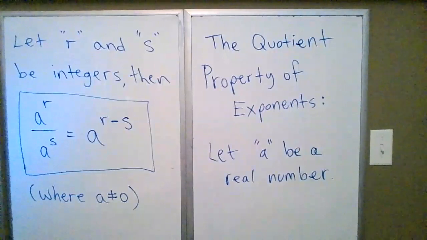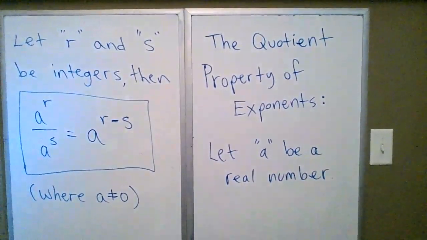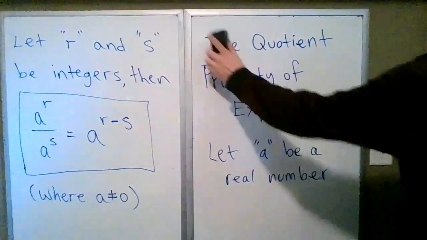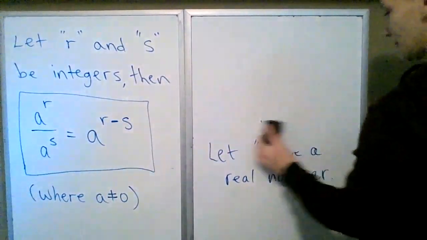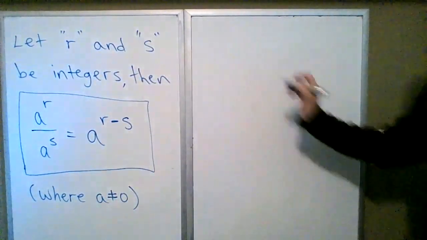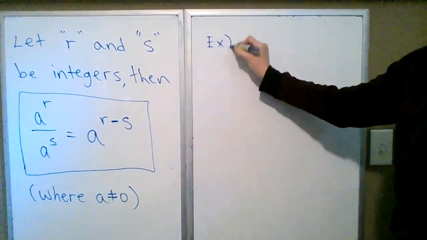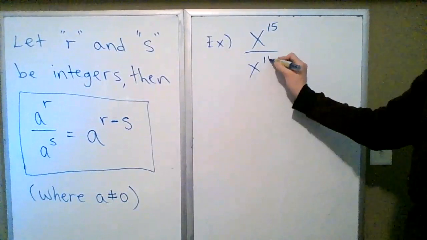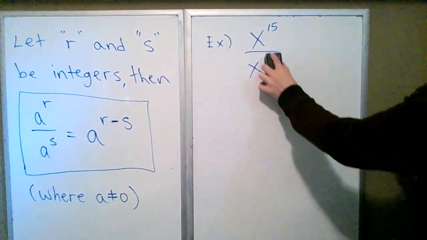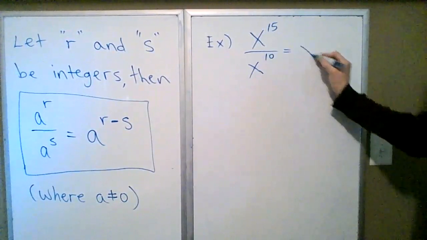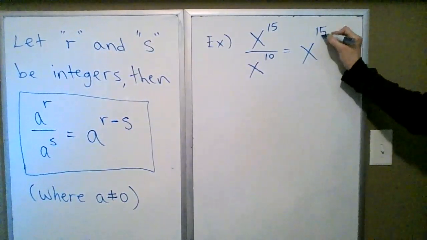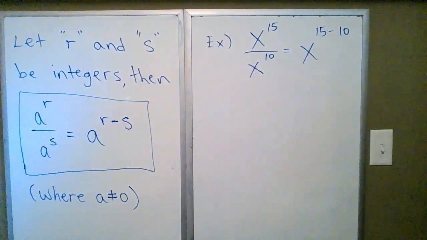First one is to take x to the 15th and divide by x to the 10th. We have x to the power of 15 minus 10, which is x to the 5th.